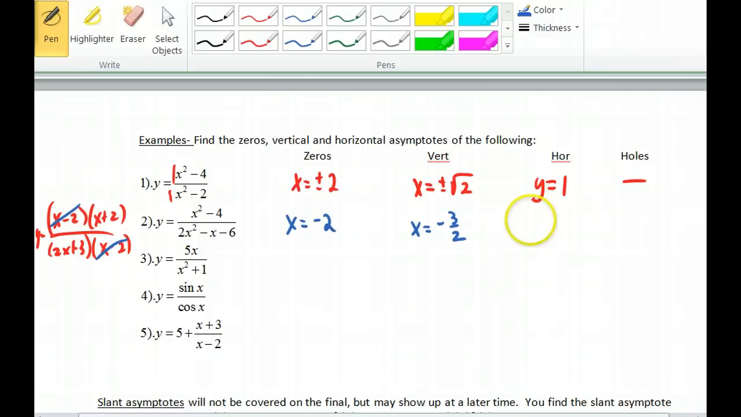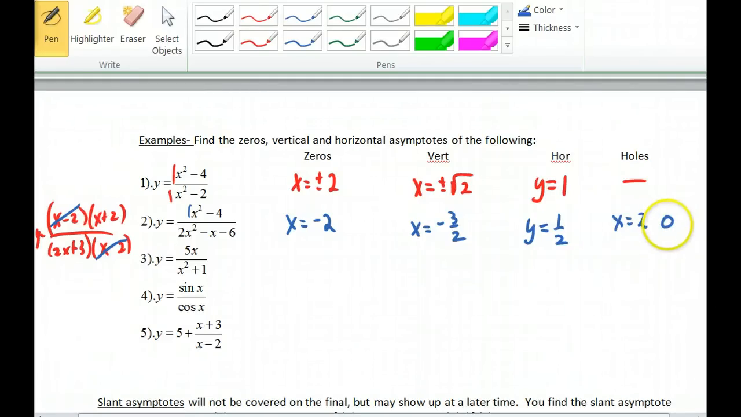So then I'm going to end up with 1/2. So your horizontal asymptote is going to be y equals 1 over 2. Now your hole. Your hole is going to occur when we've canceled this factor, so it's going to be at x equal to 2.